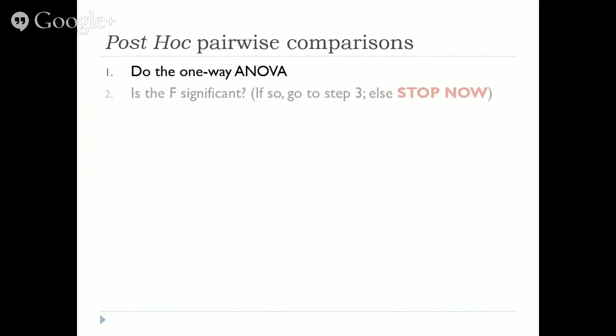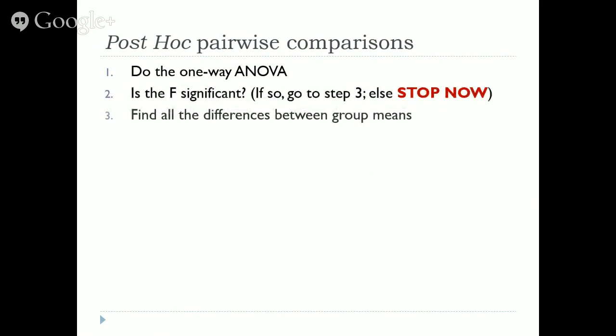So post hoc pairwise comparisons. First, we do the one-way ANOVA. We ask if the F is significant. If it is, then we find all the differences between the group means.